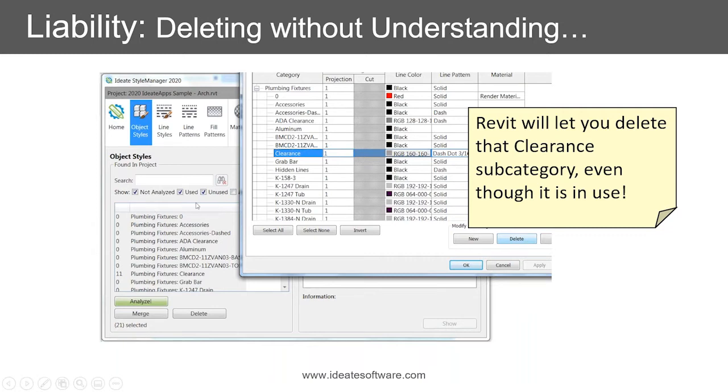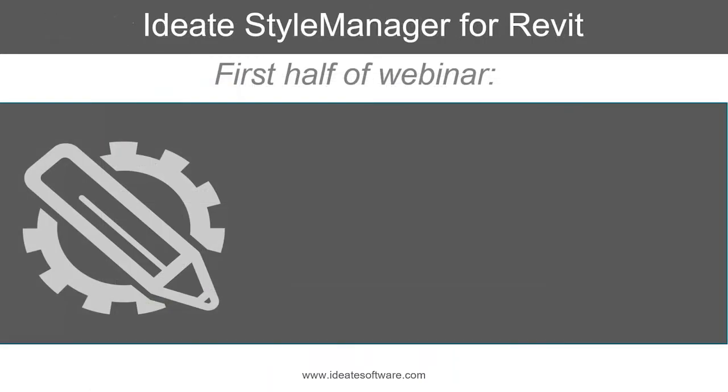In this case, it's a projection of 1 that's black. So all of a sudden, things that might have been gray with this dashed dot are now black and solid. That can change the look of your drawings, and I think that's not what we really intended.